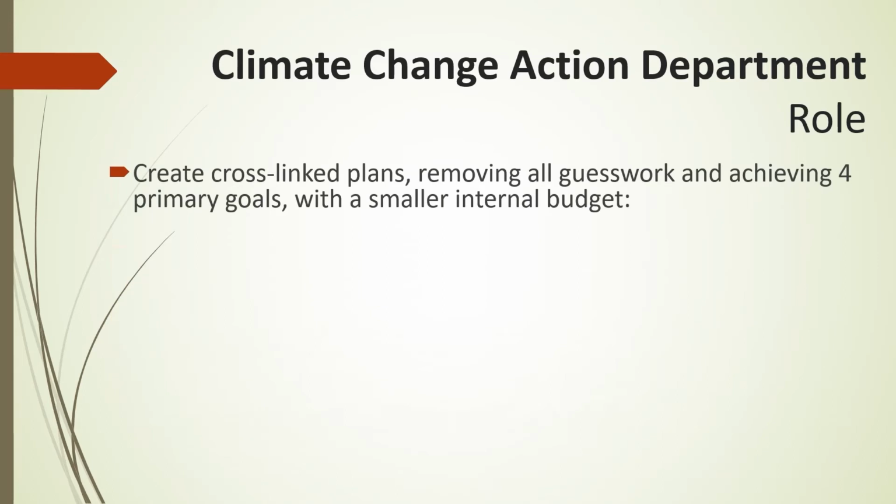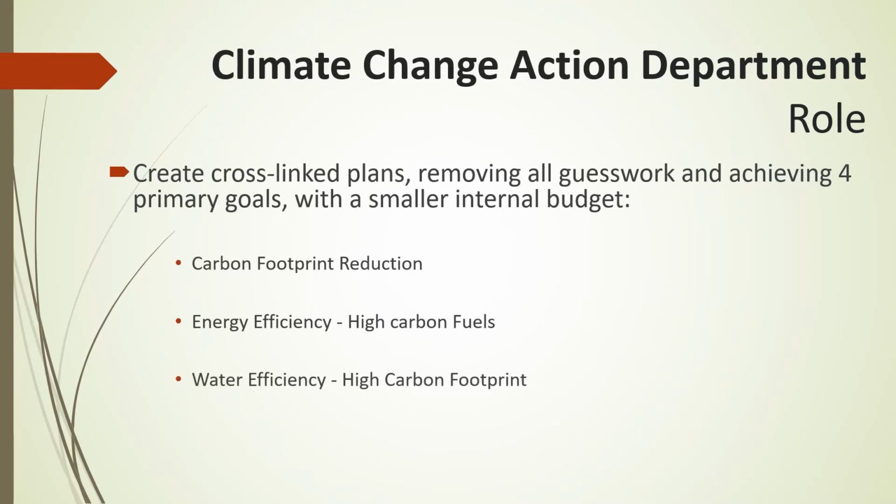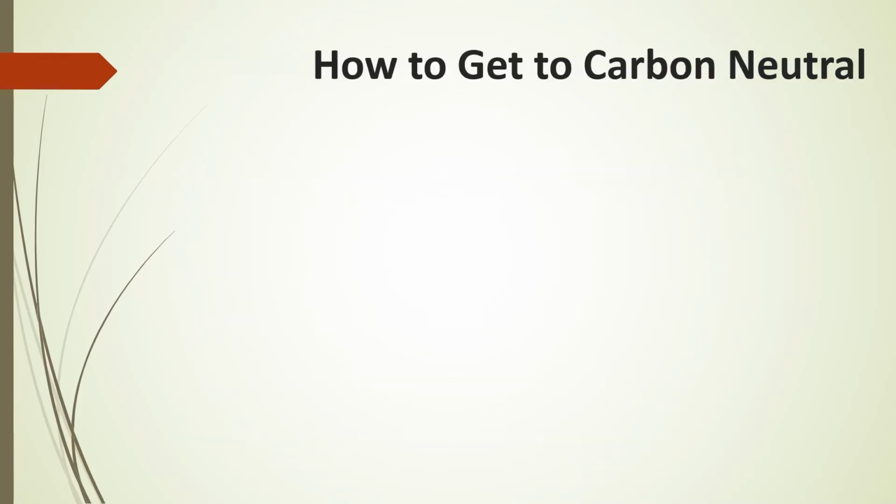They create cross-linked plans, removing all the guesswork and achieving 4 primary goals with a smaller internal budget. These goals are carbon footprint reduction, energy efficiency for high carbon fuels, water efficiency, which has a high carbon footprint, exploring possibilities of carbon offset project development.